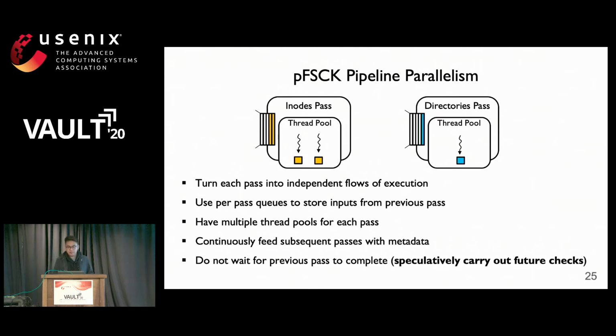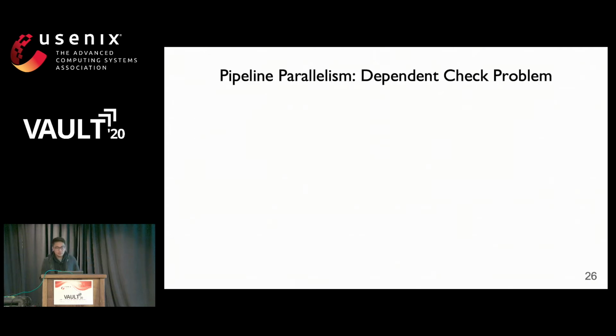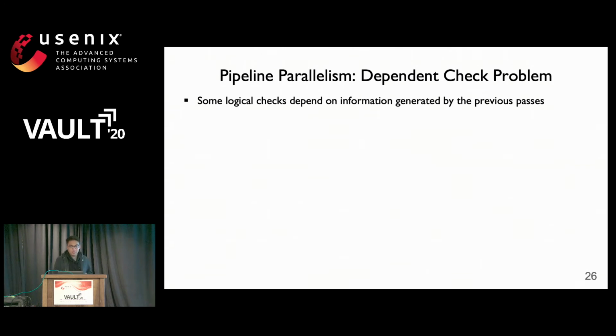Note the emphasis on the speculative nature of this kind of execution, as there still may be issues in previous passes that nullify the validity of checks in the subsequent passes. So this speculative checking actually introduces what we call the dependent check problem. In this case, some logical checks depend on information generated by the previous passes.